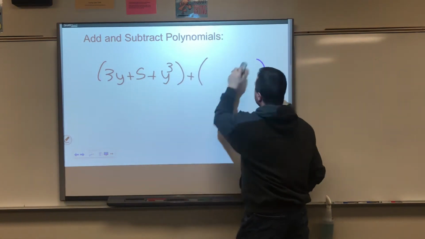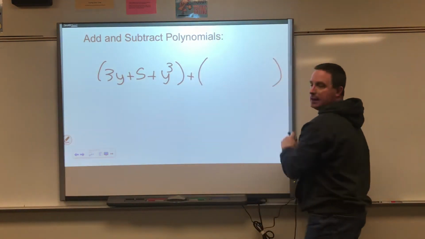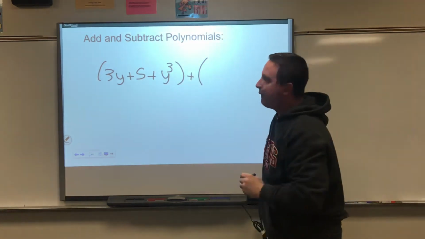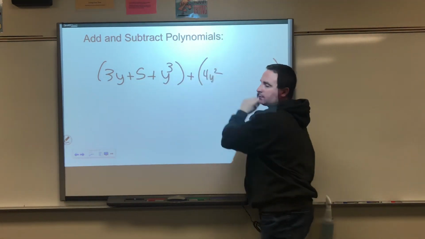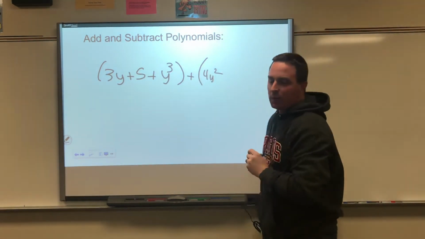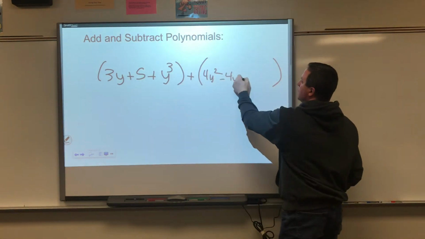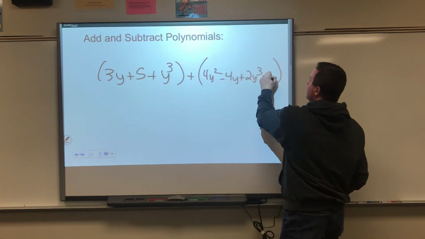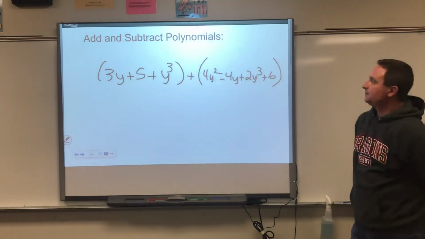Oops, get rid of this guy here. And I had another one back here. It was 4y squared minus 4y plus 2y cubed plus 6. Okay?